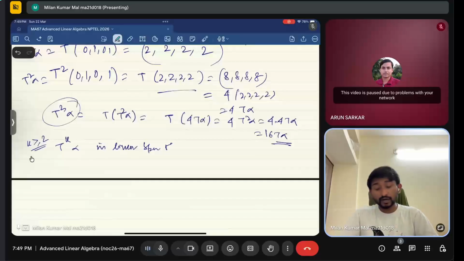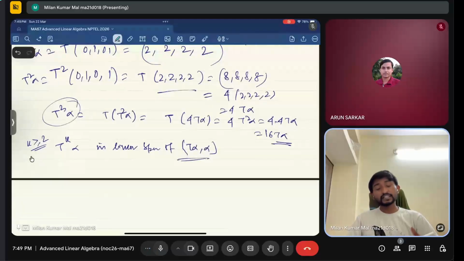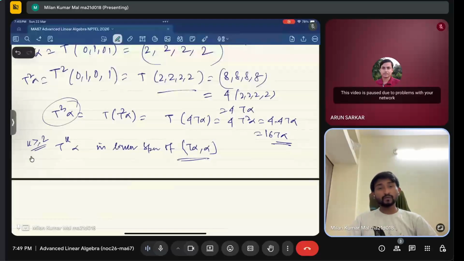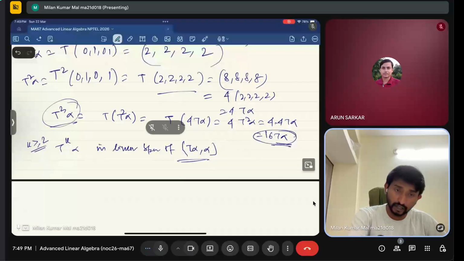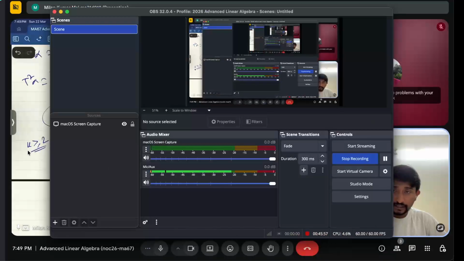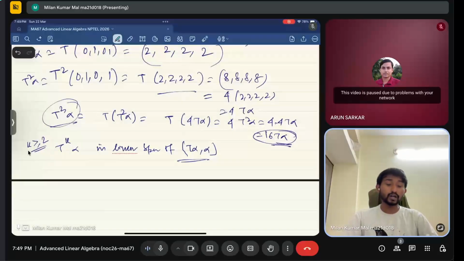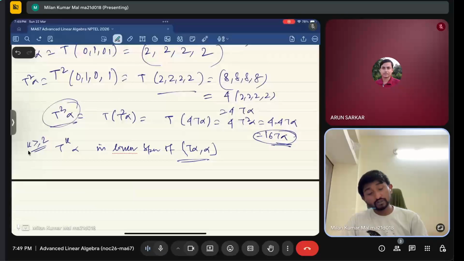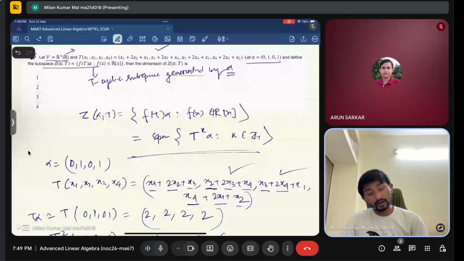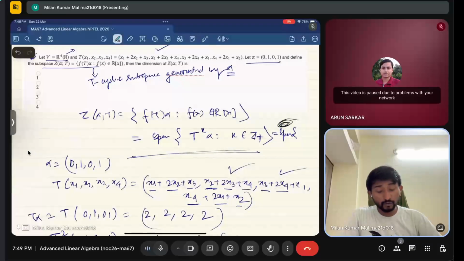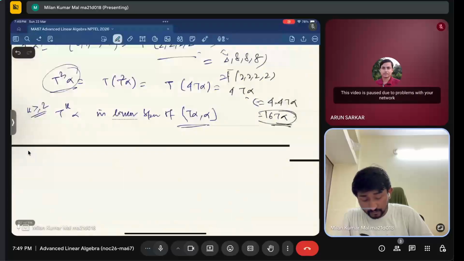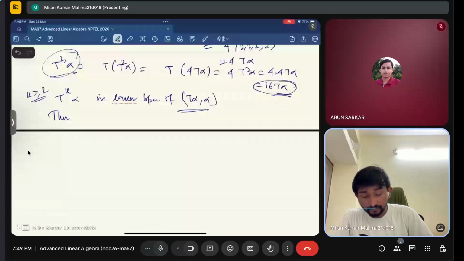This is what it is. Basically what I'm saying, T cubed alpha can be expressed in terms of T alpha. T to the 4 alpha will also be expressible in terms of T alpha. So my point is that this space, T^k alpha for k belonging to the integers, is the same as the span of alpha and T alpha. We are able to prove that Z(alpha; T) is actually the span of alpha and T alpha.